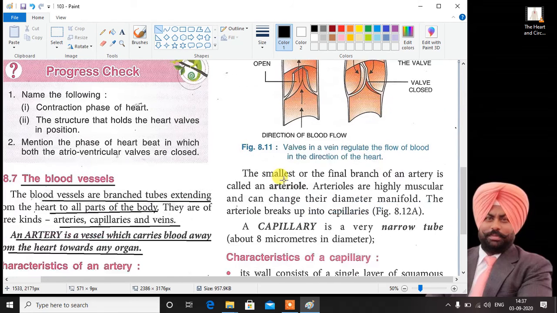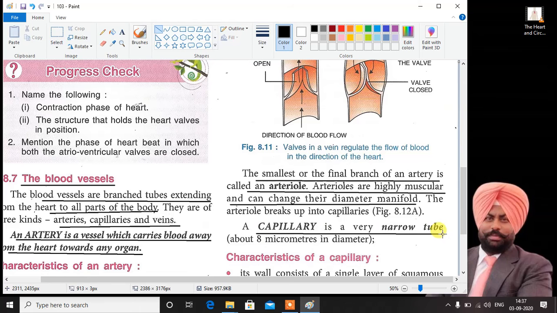Moving on further, the branches of the arteries are called arterioles. Arterioles are also highly muscular, meaning they also have muscular walls and they can change their diameter many folds. The third type of blood vessel is capillaries.